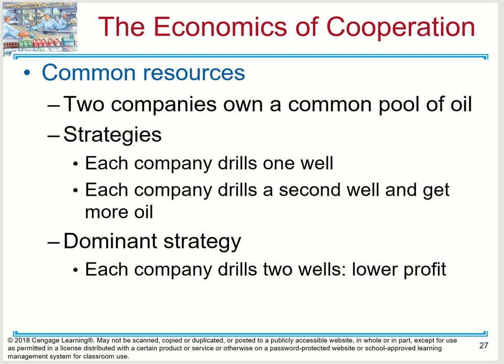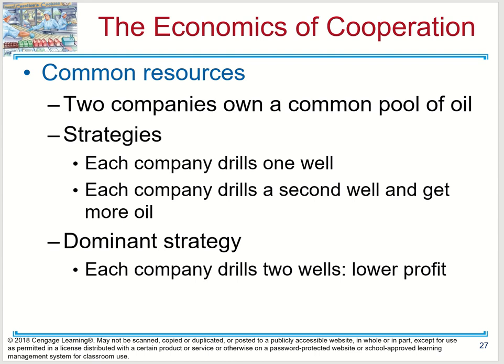All right, so do you know what a common resource is? We learned this before in chapter 11 and chapter 12. A common resource is when one resource is shared by everybody, so there's no ownership. Everybody has access to it. For example, a fishery is a common resource, forestry is a common resource, clean water is a common resource.